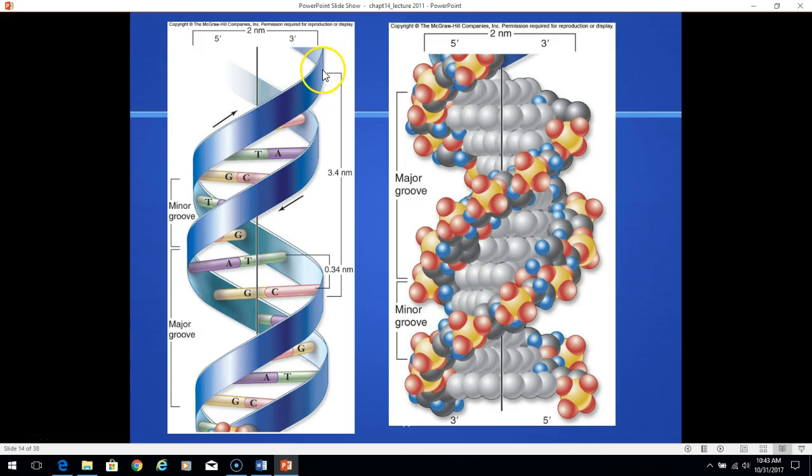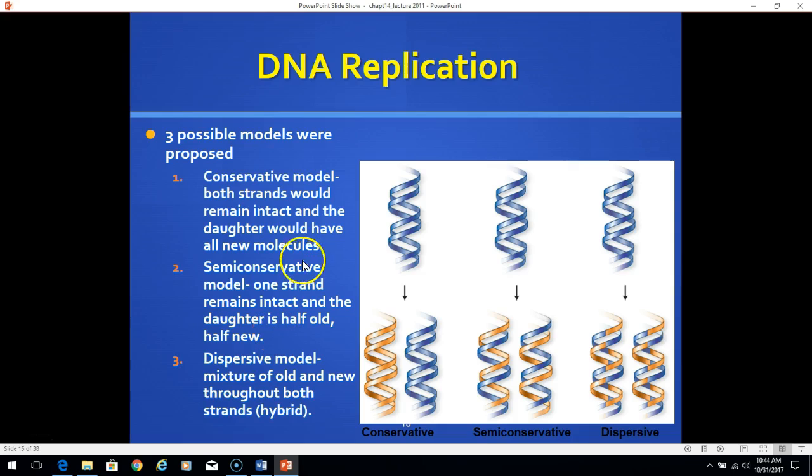So basically following right here, a complete turn is finished right here. That's 3.4 nanometers, and between each nucleotide is 0.34 nanometers. So again, it's a very geometric molecule, which is unique. So the next question is, how did DNA replicate?